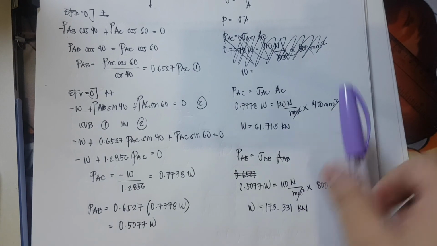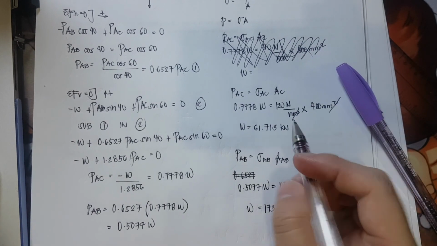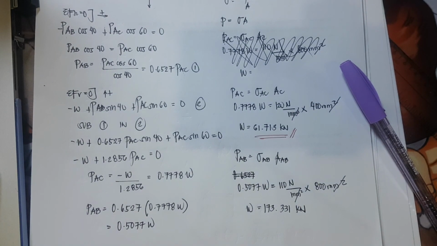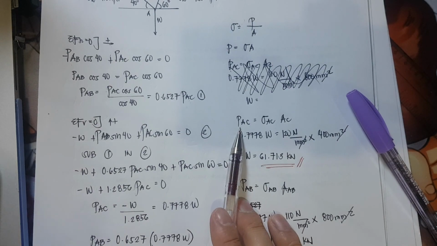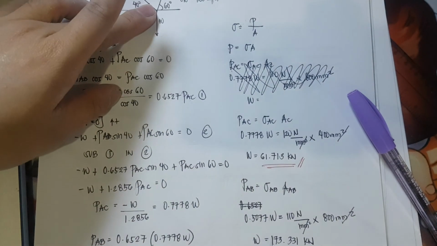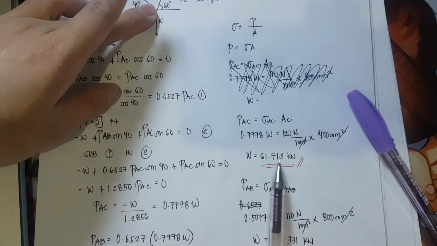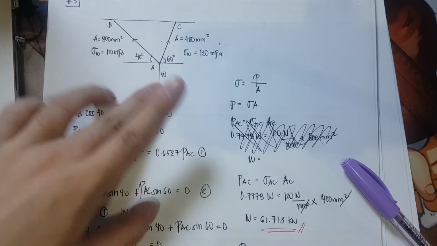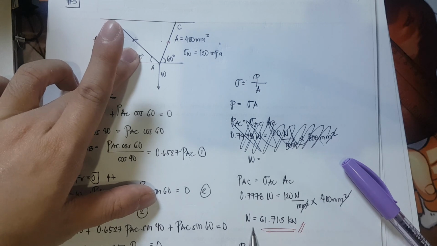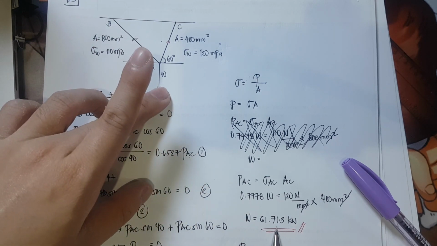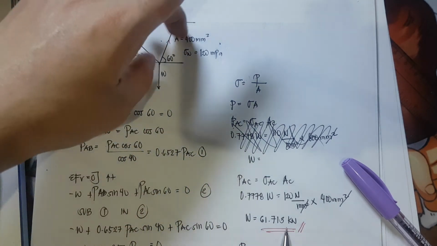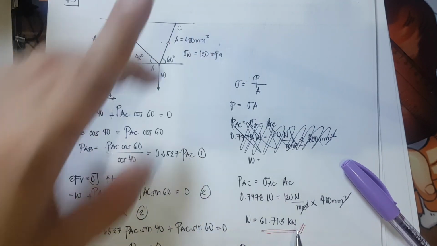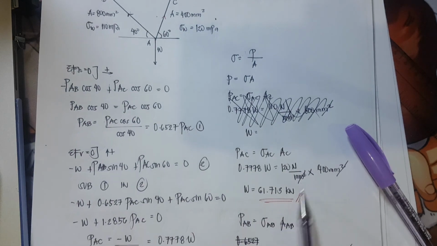The problem asks for the largest value that we are going to adopt. So, the highest value that we're going to adopt is 61.713 kilonewtons. Because if we make member AC carry more than 61.713, it will fail. Compared to AB, which can resist the 61.713 kilonewtons, AC will fail if it exceeds 61.713. Therefore, this is the highest value.